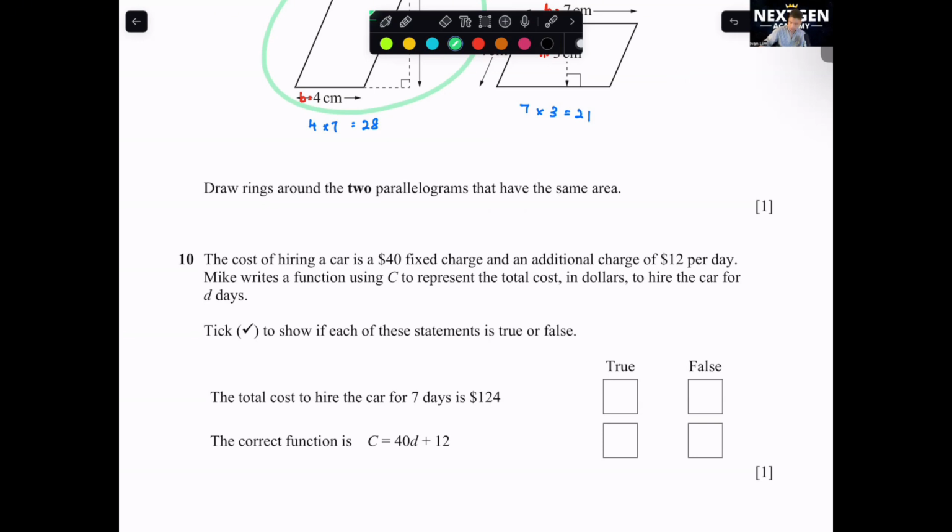Okay, how do we do this? Fixed charge. Let's write down the equation first. Cost is equal to 40, which is fixed, plus additional charge of $12 per day. So can we say it's plus 12D? Okay, 12D, right? So to calculate this first one, it will be 40 plus 12 times 7, which is equal to 124. Okay, true. Second one, the correct function is 40D plus 12. False, right? It should be 40 plus 12D.